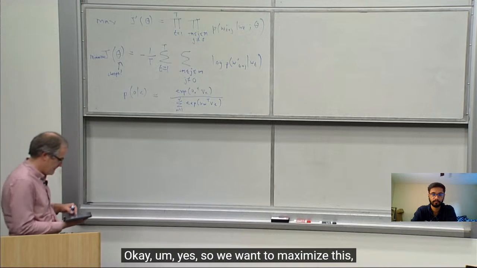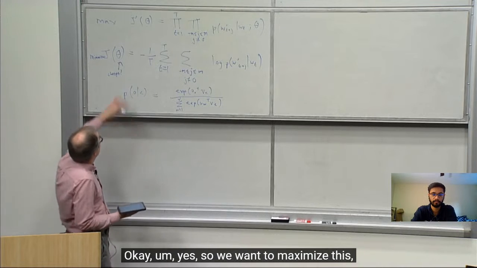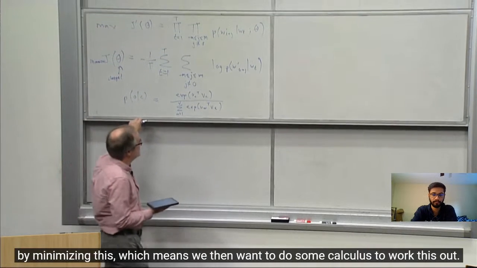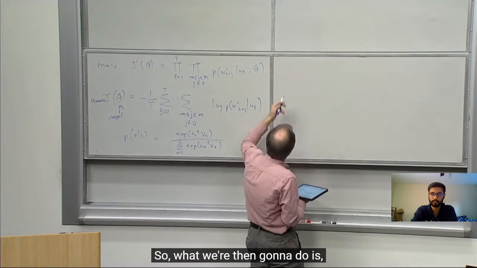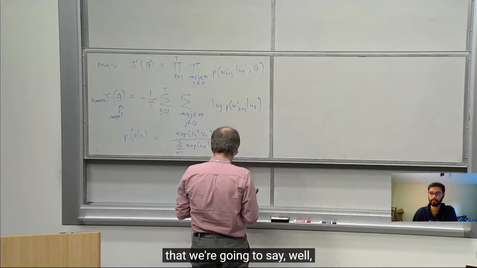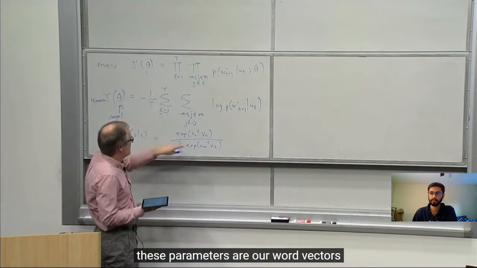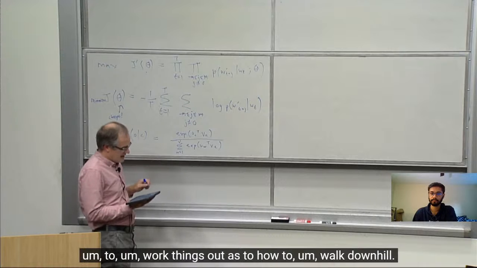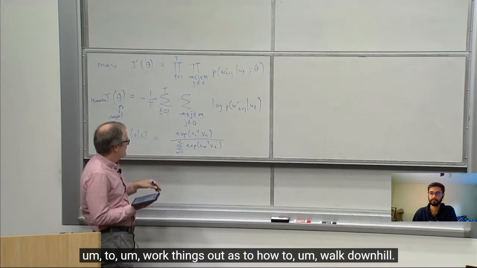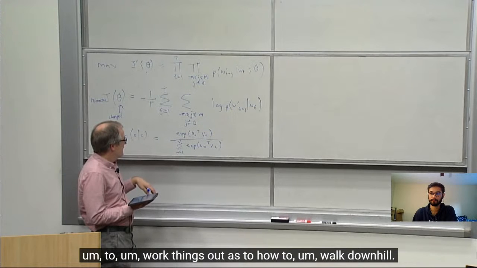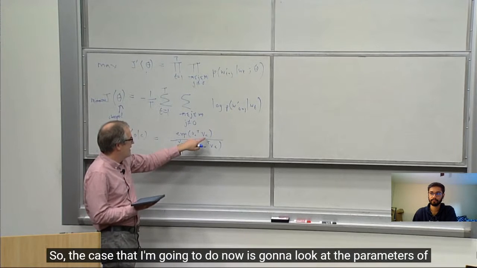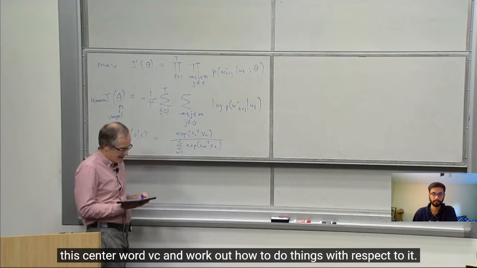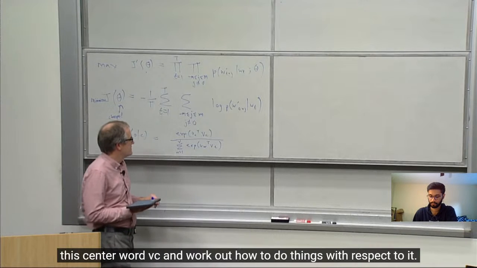Okay, yeah, so we want to maximize this by minimizing this, which means we then want to do some calculus to work this out. So what we're then going to do is say these parameters are our word vectors, and we want to move these word vectors to work out how to walk downhill. The case I'm going to do now looks at the parameters of this center word vc and works out how to do things with respect to it.